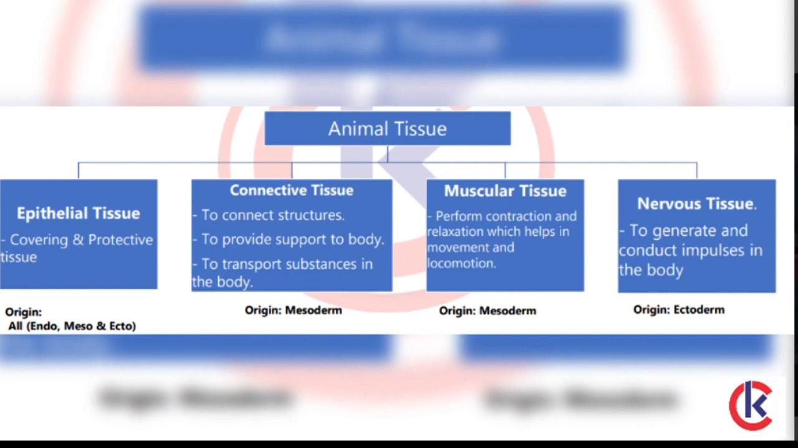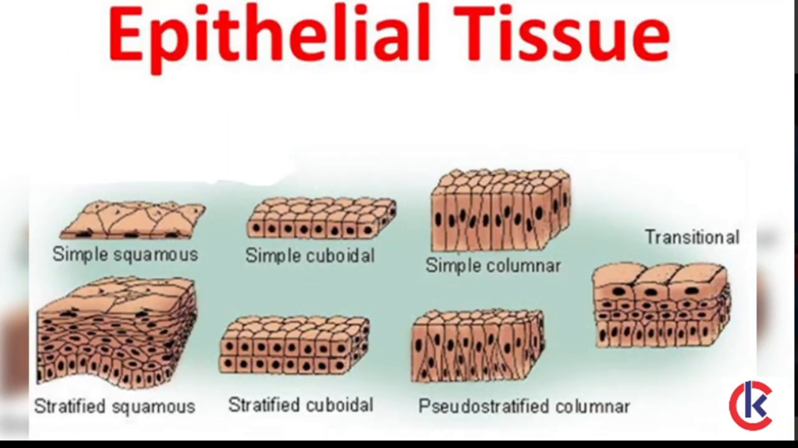Origin: mesoderm. 3. Muscular tissue: performs contraction and relaxation which helps in movement and locomotion. Origin: mesoderm. 4. Nervous tissue: to generate and conduct impulses in the body. Origin: ectoderm. Epithelial tissue. General characters.